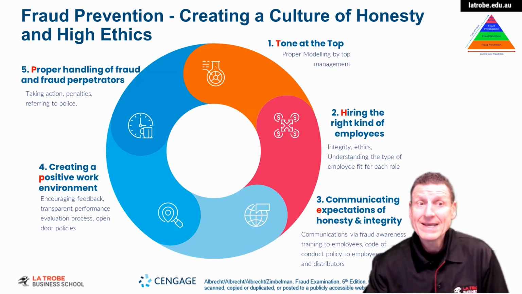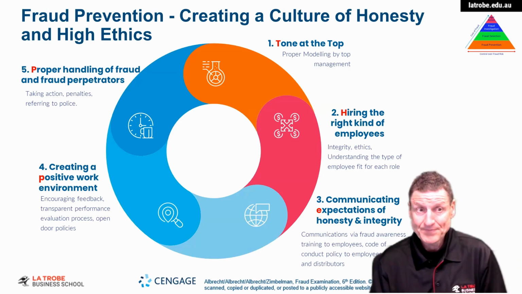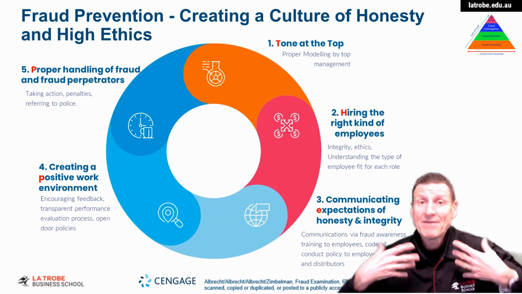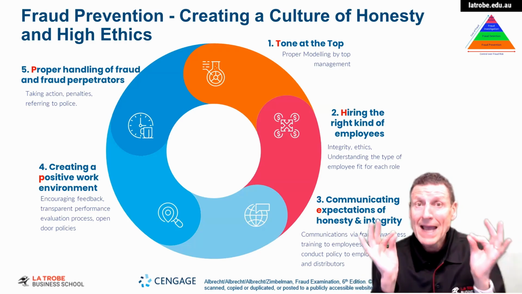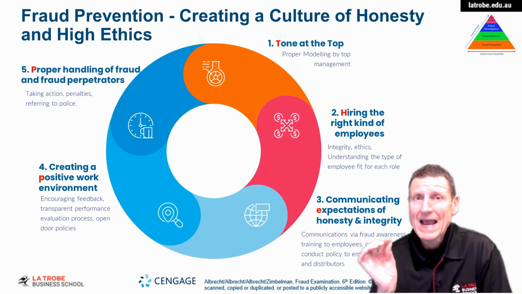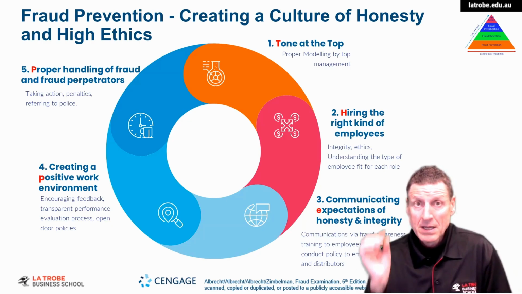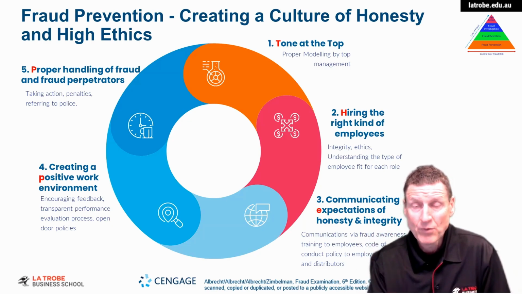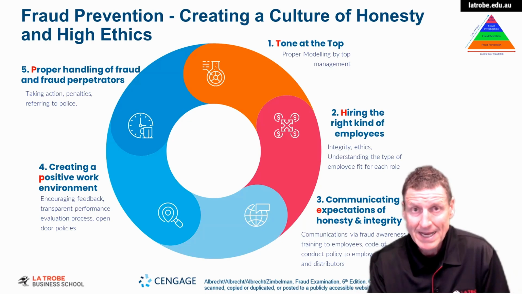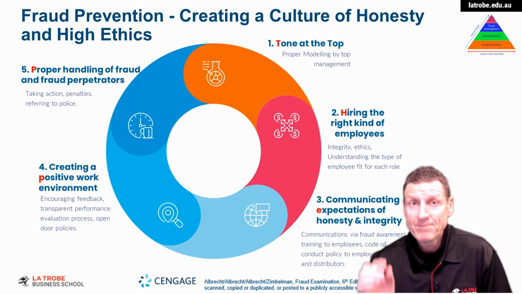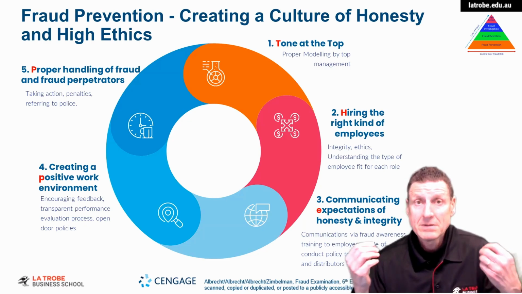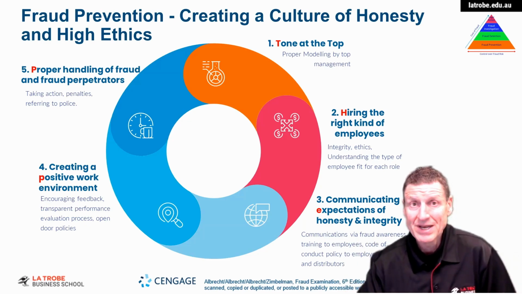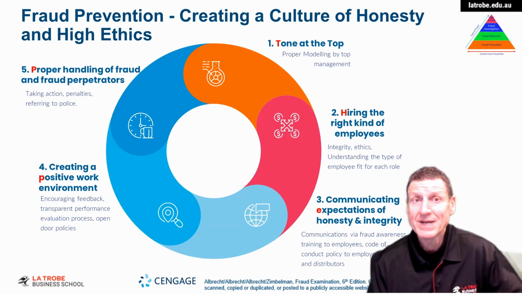Then 4, creating a positive work environment. And that is encouraging feedback, having a transparent performance evaluation process and open door policies. Finally, proper handling of fraud and fraud perpetrators. And that is referring a fraud to the police if it is a criminal offence. That is firing the employee and writing them up or taking them to court, civil litigation, if necessary, to make sure that they are unemployable by another organisation and can't commit a larger fraud then.